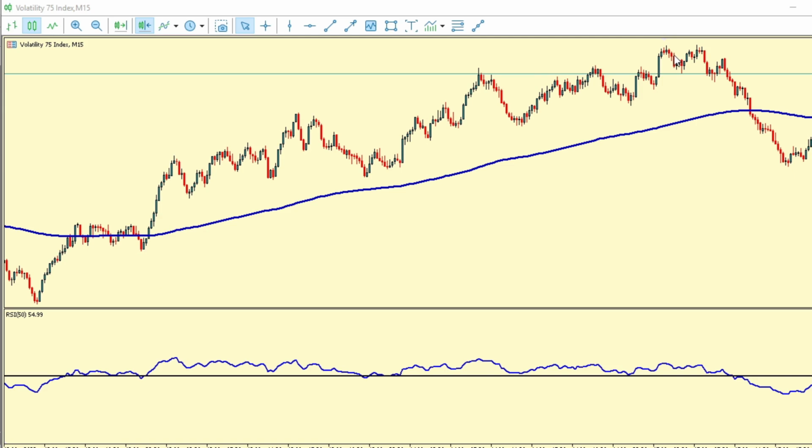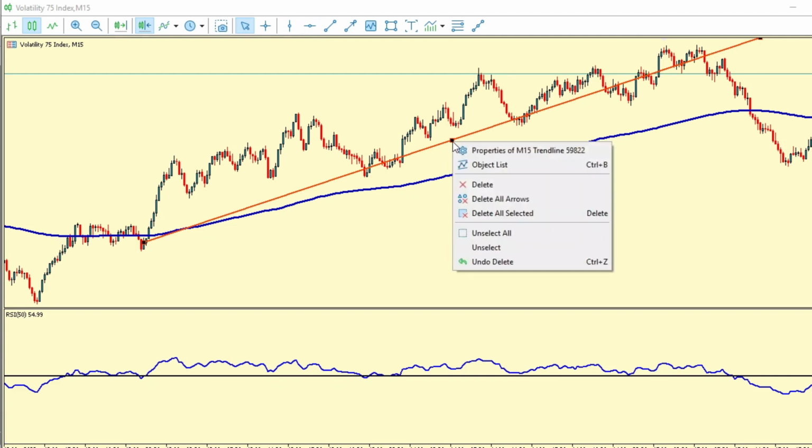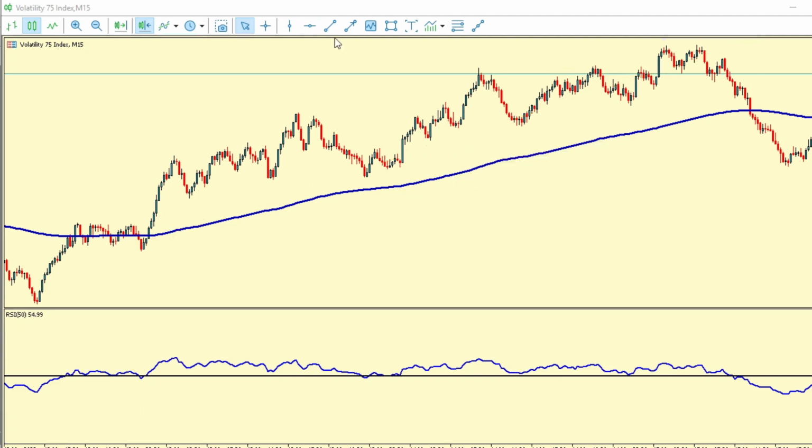I use trend lines. So if I see that the market is now moving in that kind of manner, it has shifted, and I see some touches, I may draw at least a trend line. Let me quickly draw one. Let me delete it, and I draw a better one.